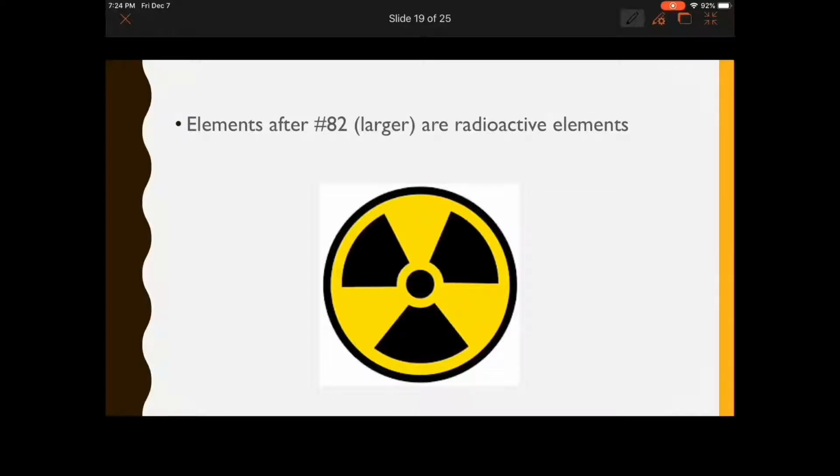When you hear uranium, you're hearing radioactive generally, because when we talk about Chernobyl, we're talking about what happened with uranium, and the isotope was 238.